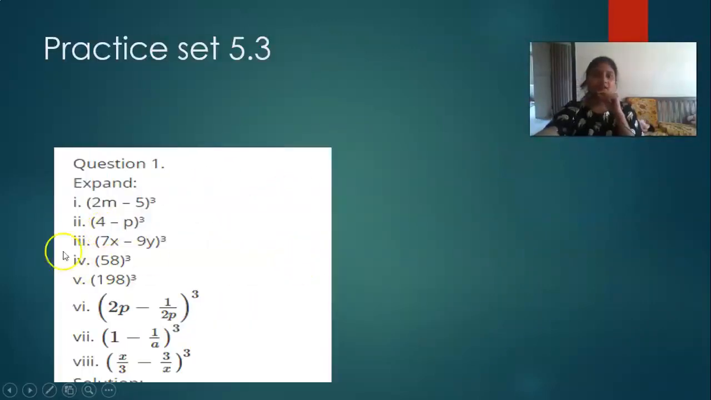Remaining sums are similar, that you have to do in homework. This 198 you can split as 200 minus 2. Here also you can split it as 60 minus 2, or anything you find logical, in that way you can split and solve.